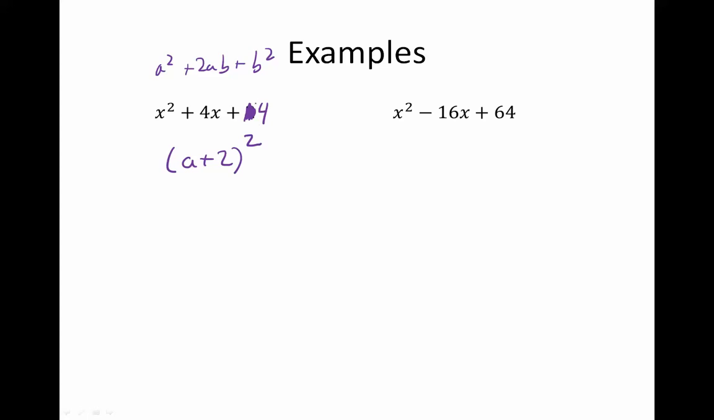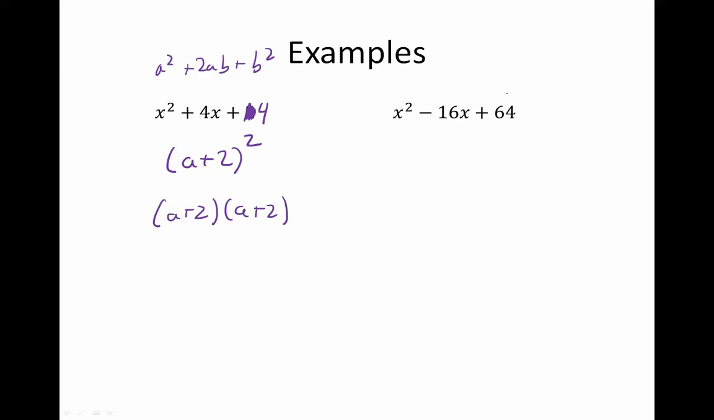Now notice, the other way that you can think about this is what multiplies to be 4 and adds to be 4. Well, that's 2 and 2. So that's a plus 2 times a plus 2. 2 times 2 is 4. 2 plus 2 is 4. Notice that we're just reducing this to a plus 2 squared because those two things are multiplying together.